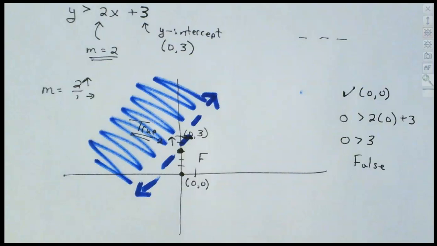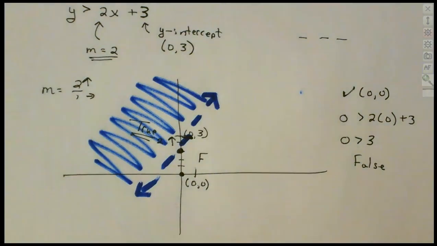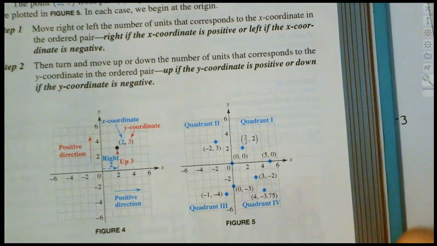Now, what it wants is it wants us to know and decide which quadrants are going to get shaded. And in case you forgot what the quadrants are and where they're at, let me show you the picture in the textbook that talks about quadrants. And that's in N3.1. So here's your quadrants, and here's how they're labeled.